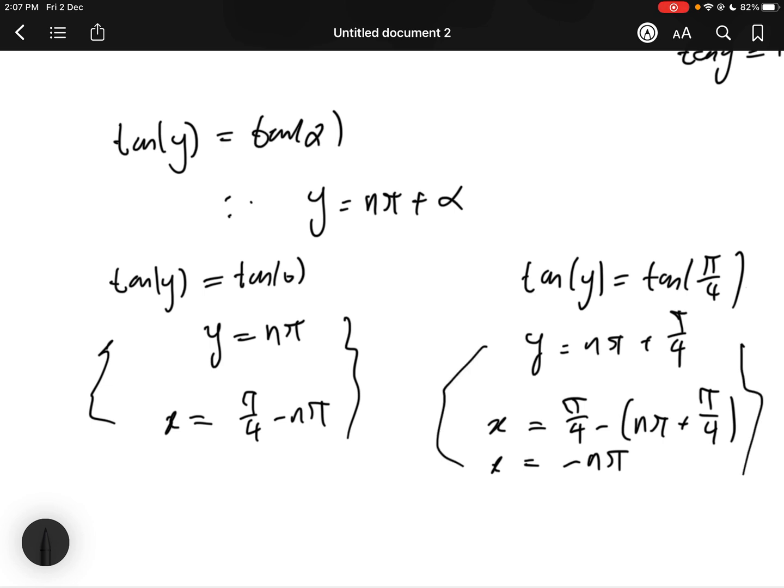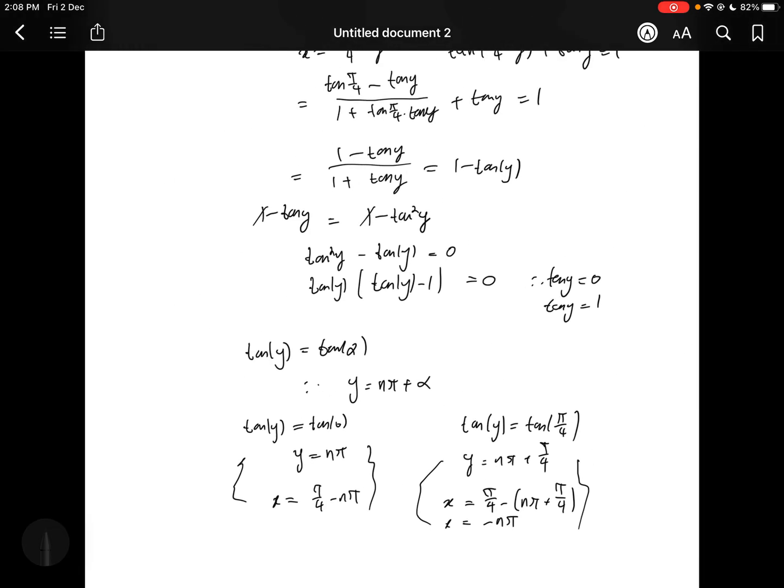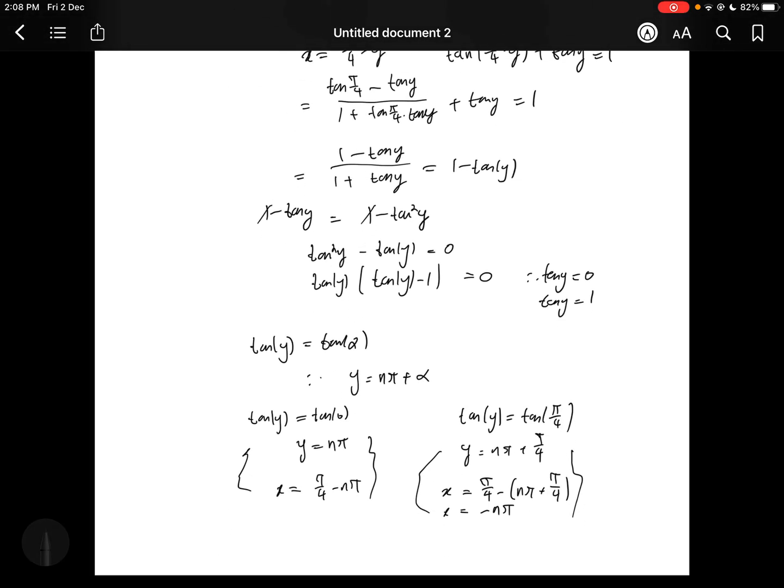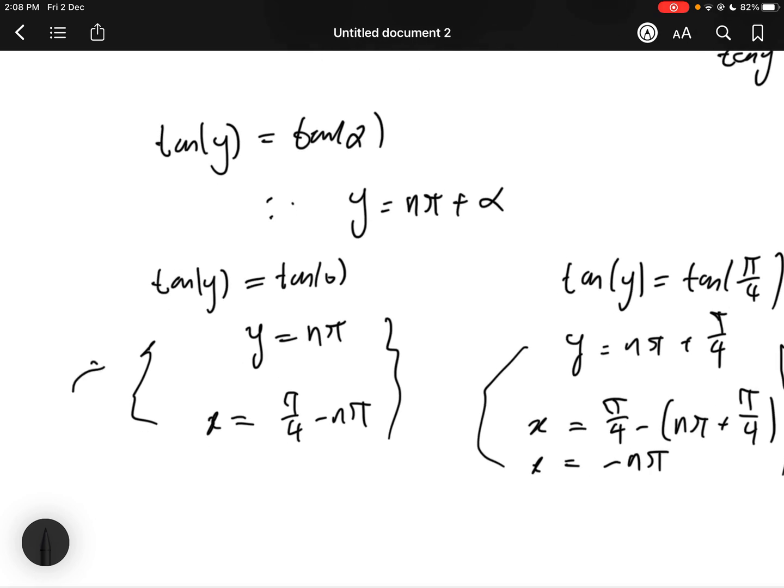Okay, so in this case, we have y equals n pi, and x equals pi on 4 minus n pi. And we also have y equals n pi plus pi on 4, and x equals negative n pi. However, notice that x and y are actually symmetrical in this equation. So like x plus y equals pi on 4 and tan x plus tan y equals 1. So in this case, you can actually switch around these solutions.